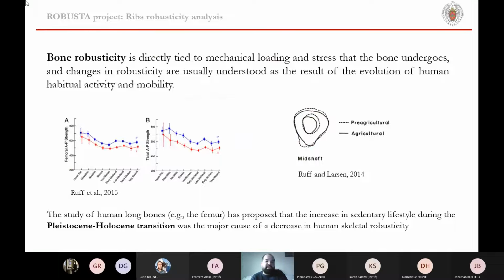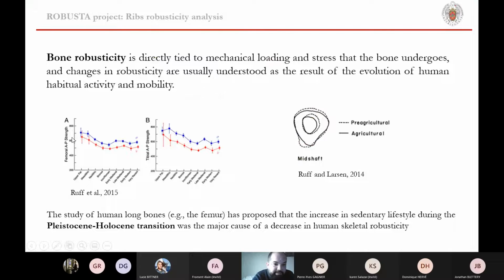First of all, I wanted to say that bone robusticity is directly tied to biomechanical loading and stress that the bone undergoes, and therefore changes in robusticity are usually understood as the result of the evolution of human habitual activity and mobility. Here we can see two examples of the work from Chris Ruff. On the left-hand side, we can see the femoral anteroposterior strength and the tibial anteroposterior strength. And we can see that the strength of the femur and tibia has been decreasing from the upper Paleolithic to nowadays.